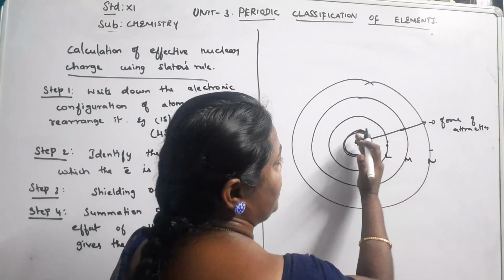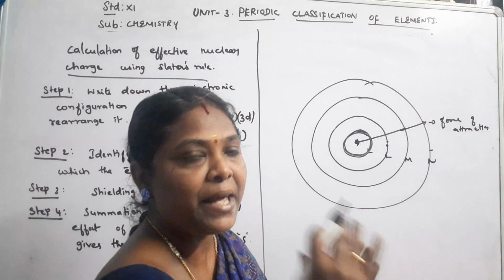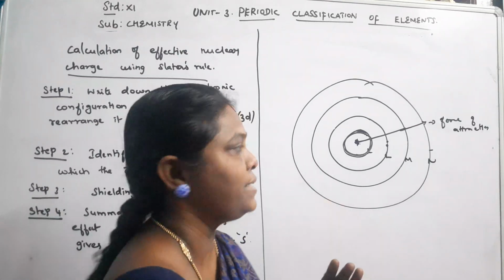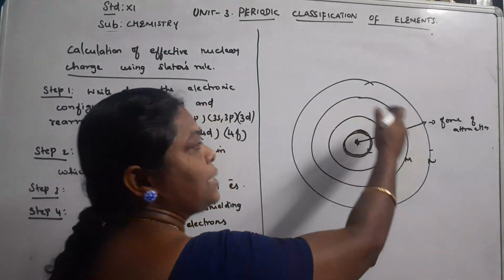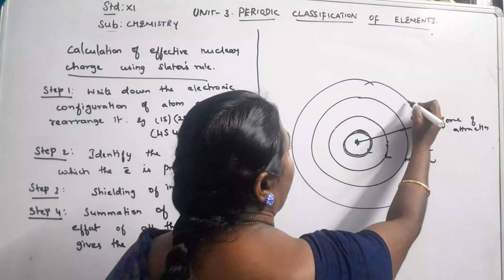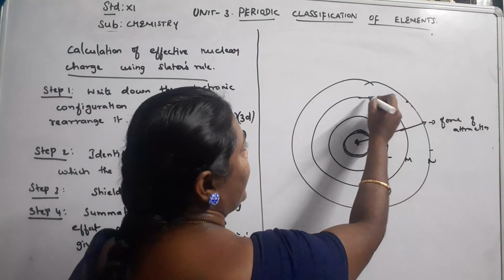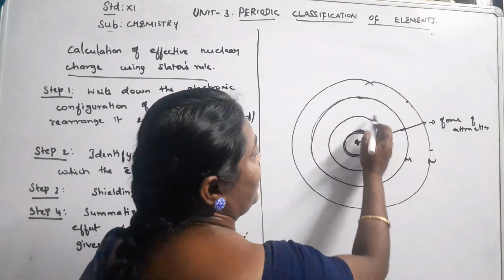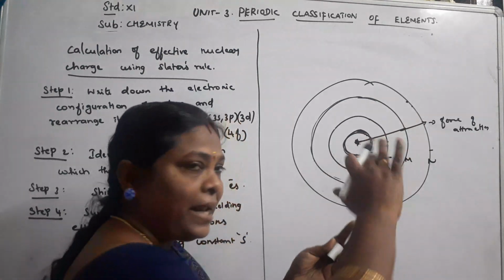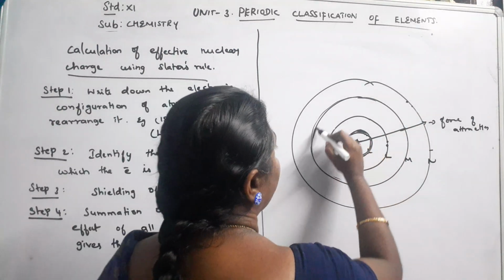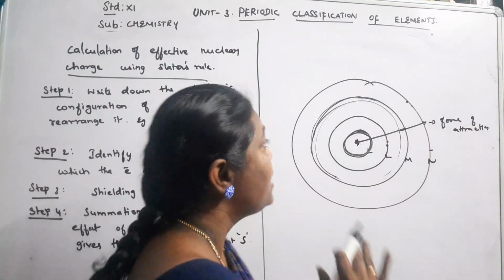When the distance between the nucleus and the electrons in the valence shell, that means the outermost shell, increases, automatically the force of attraction decreases. And also there occurs electron-electron repulsion from the electrons present in the innermost shells. Let us consider an electron present in the N shell, the outermost shell. Therefore, the electrons in the innermost shells screen the outermost shell. That means there occurs some screening effect, which we call the shielding effect, or otherwise the screening effect.